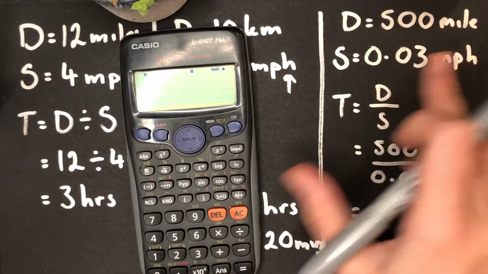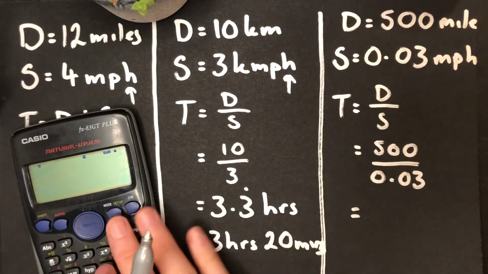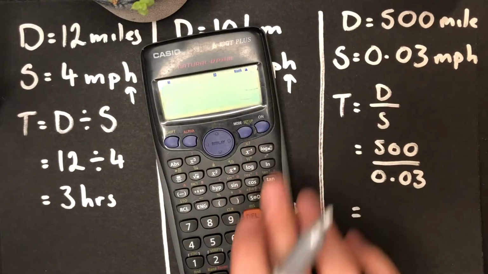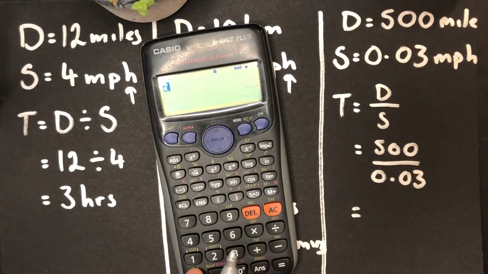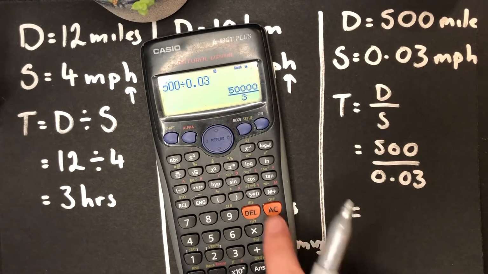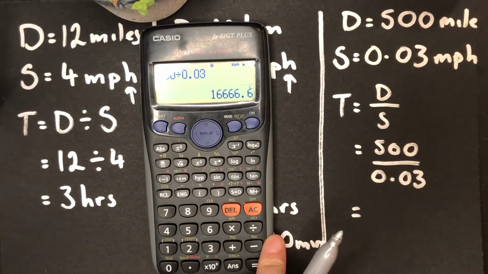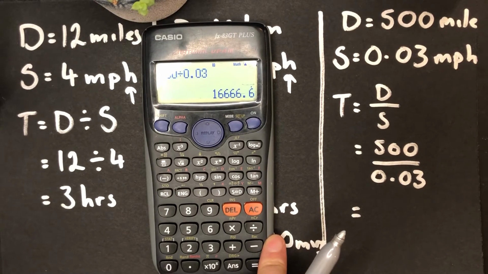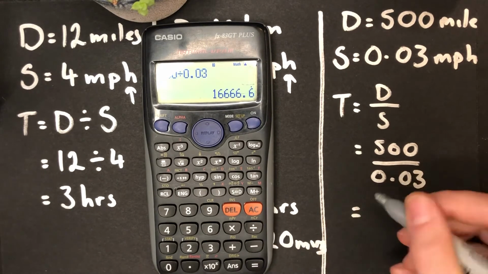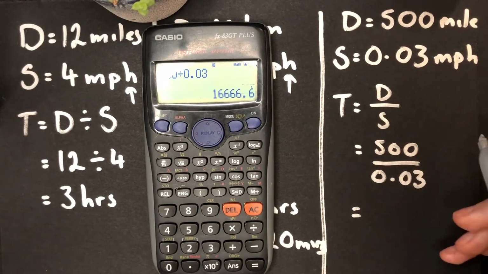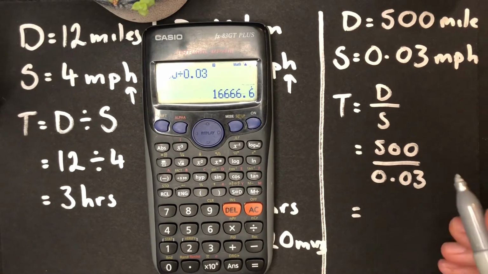So normally when you divide, you get a smaller number. But what if you divide by a number less than 1? Let's find out. 500 divided by 0.03. It will take the snail 16,666.6666666 hours to do this 500 miles.